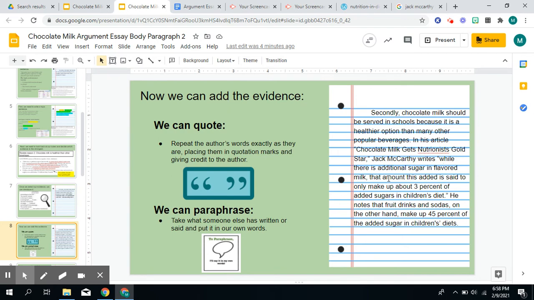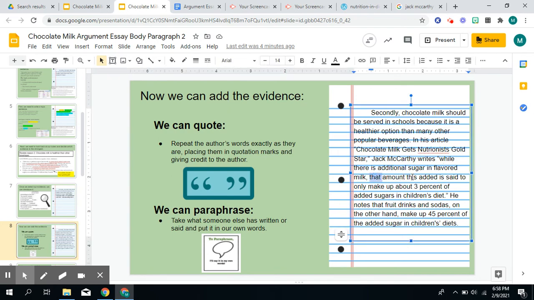There's an additional sugar in flavored milk. The amount that is added is said to only make up. So, catching my mistake here.